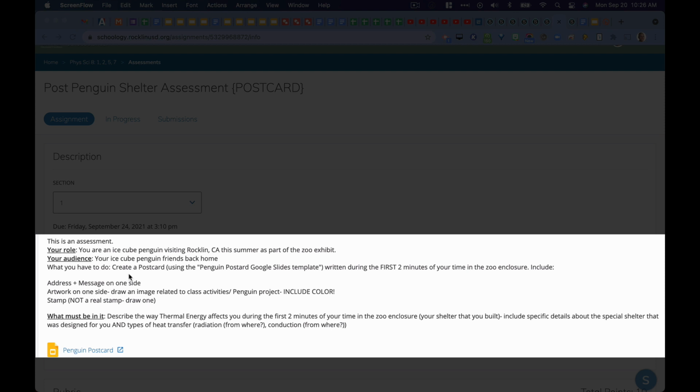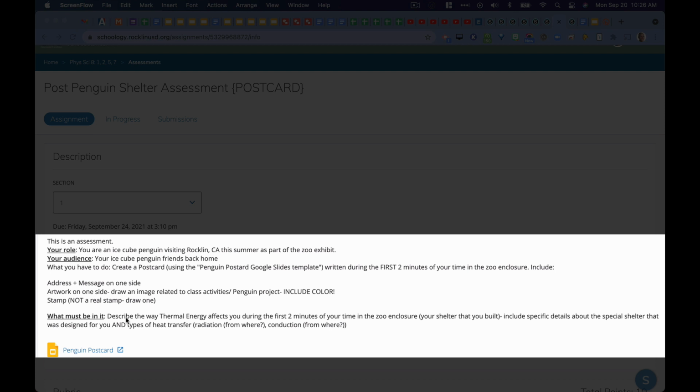What you have to do is create a postcard using the Penguin Postcard Google Slides template, which is right down here, written during the first 2 minutes of your time in the zoo enclosure. So you're the penguin, first 2 minutes in that zoo enclosure. You include the address plus the message on one side, and artwork on the other side. Draw an image related to the class activities, the Penguin Project. Include color and a stamp, not a real one, but you need to draw one. No copy and paste from the internet. You have to draw your own.